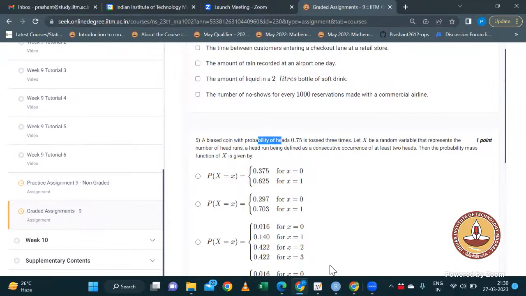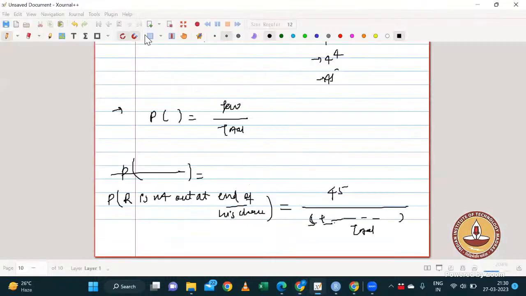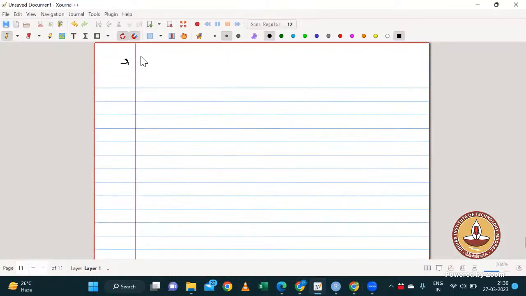If you toss the coin three times, how many possible outcomes will you get? Total eight, yes, sir. You will get outcomes like HHH, HHT, THH, TTT, like that. Total eight outcomes. So it's saying represent the number of head runs. What is a head run? You must get at least two consecutive heads.